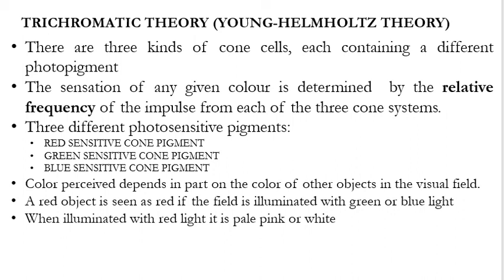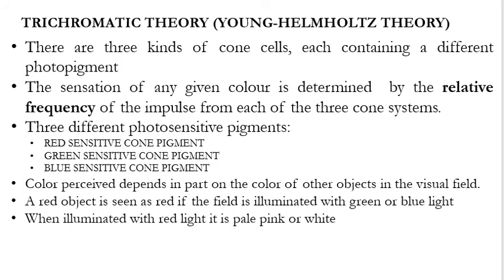So the color perceived depends in part on the color of other objects in the field as well. Let's say that is green, it also depends on the background color. This is something that photographers have been able to use in order to make people look, let's say, lighter or darker. By just changing the background, you find that the perception of color changes.